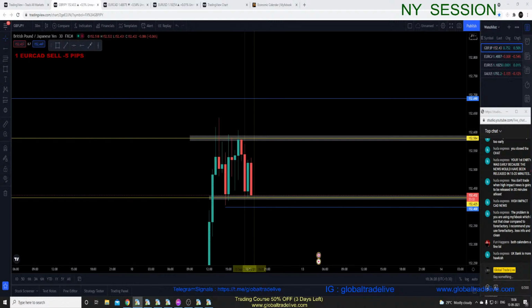Okay guys, so it's coming down right now. So it just broke the low of the previous candle. Now with volume it can really push down.